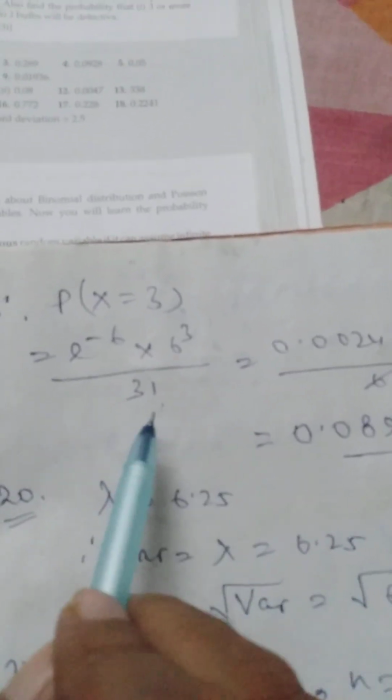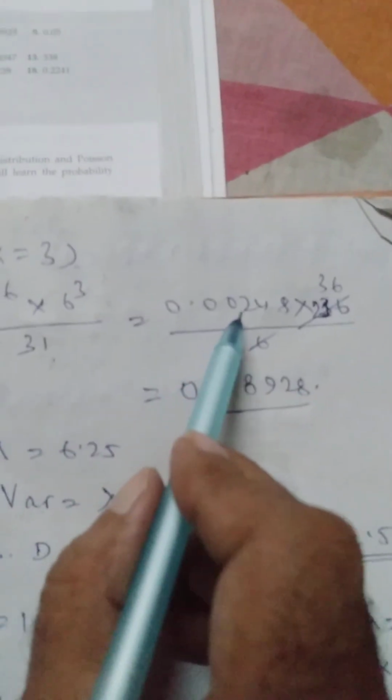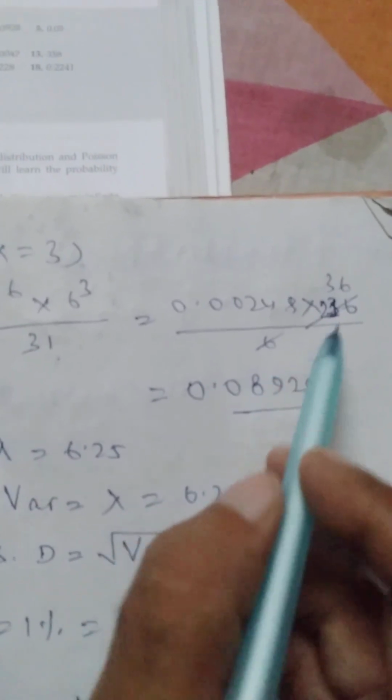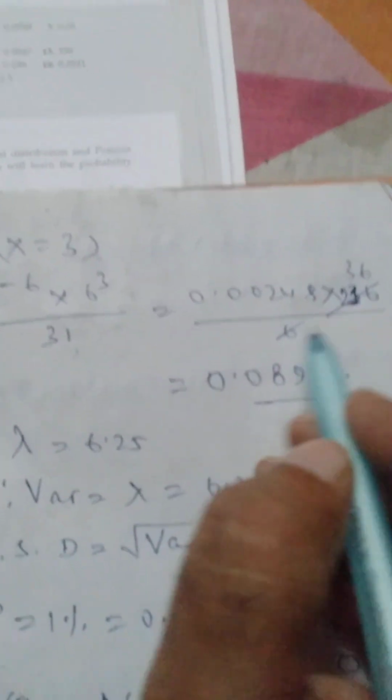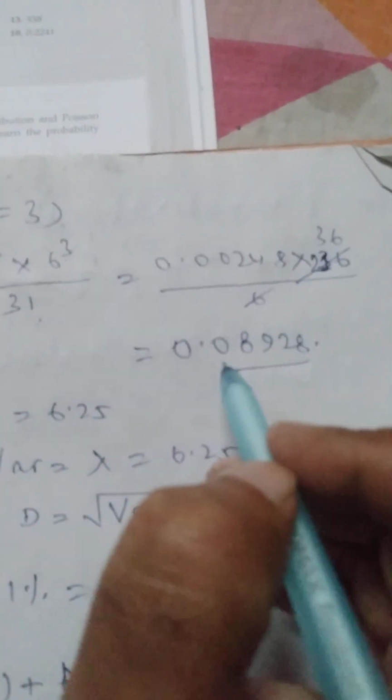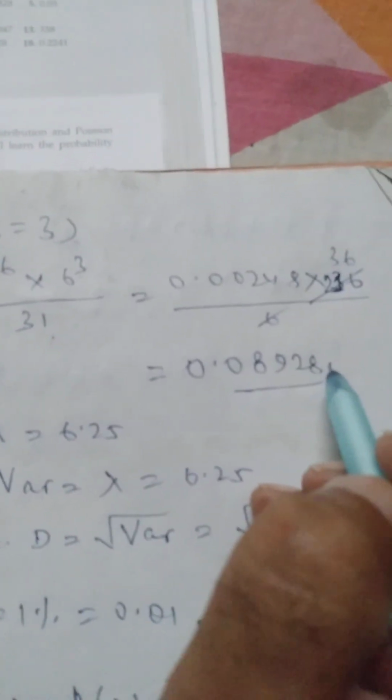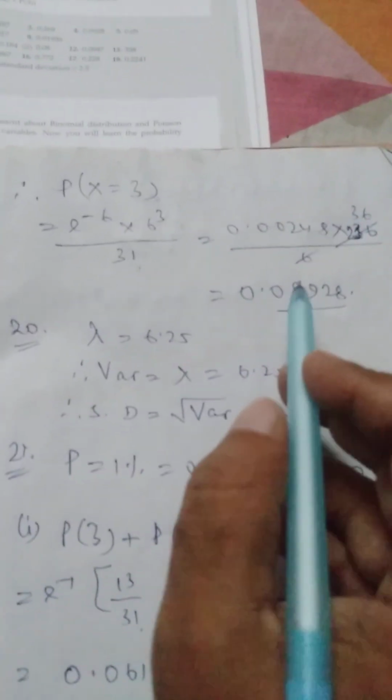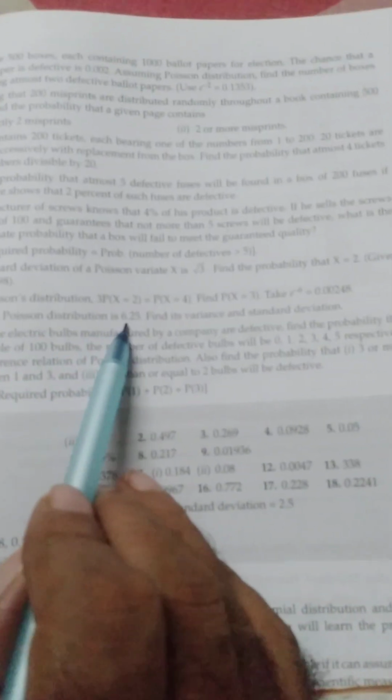Hence P of x equals 3 is e to the power minus 6 into 6 cube by 3 factorial, which will make it 0.00248 into 216 by 6. So cutting those, it makes 0.08928. Question number 20. Mean of the Poisson distribution is 6.25.